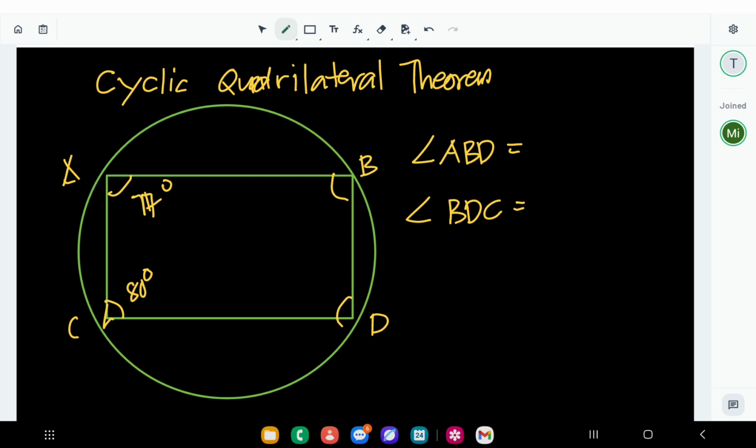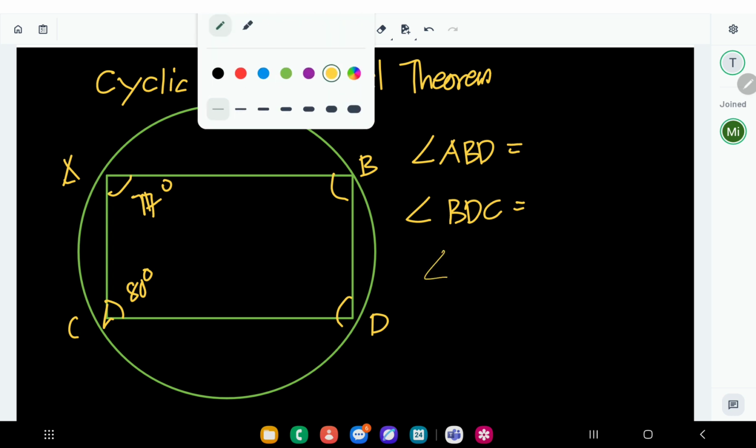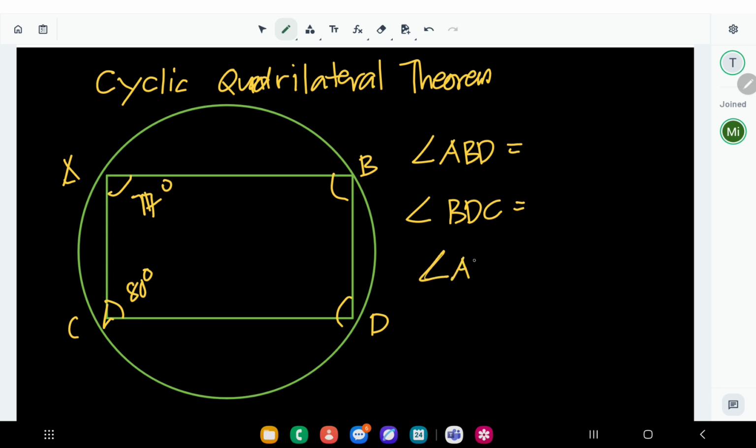Okay, Troy. Let's try Troy. Oh no, C is 80. Maybe I should just download that here. Angle ABD, which is angle B, is opposite to angle C, right? So that means angle B plus angle C is equal to 180 degrees. So angle ABD plus angle C, which is 80 degrees, is equal to 180 degrees.